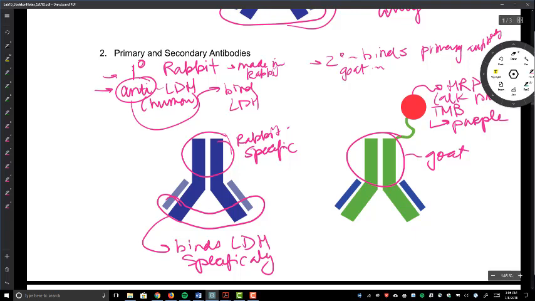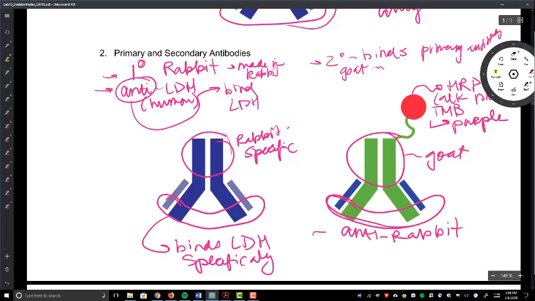So we know this top part comes from goat. It has an enzyme on the end that catalyzes a color change reaction that allows us to visualize the antibody. Then the question is, how is this related to our LDH protein? Well, where that comes in is the bottom half, or the variable area of the secondary antibody, which is anti-rabbit.